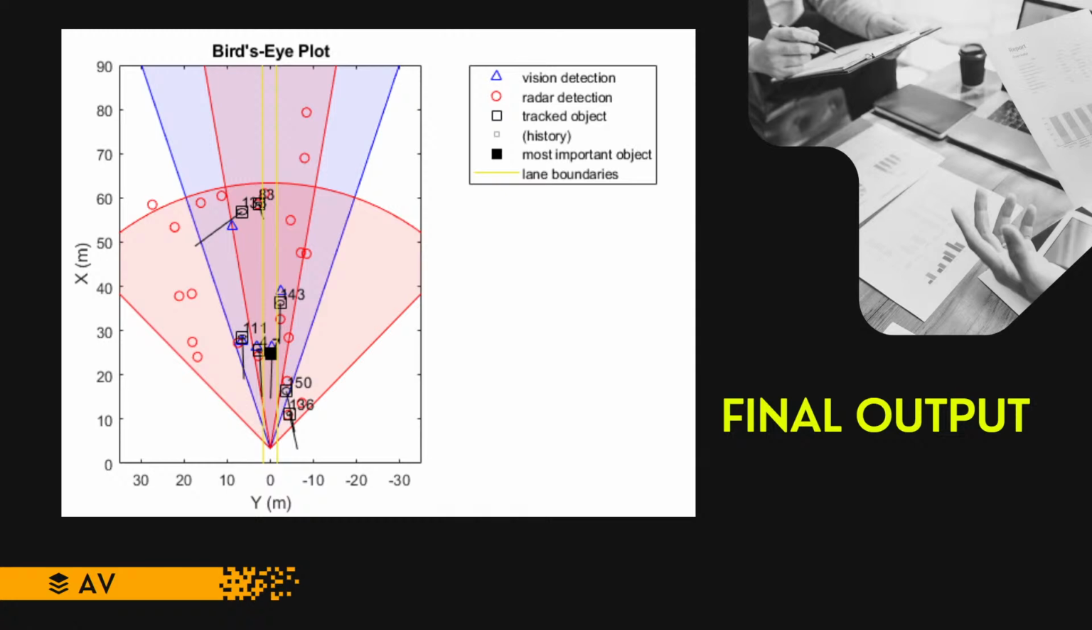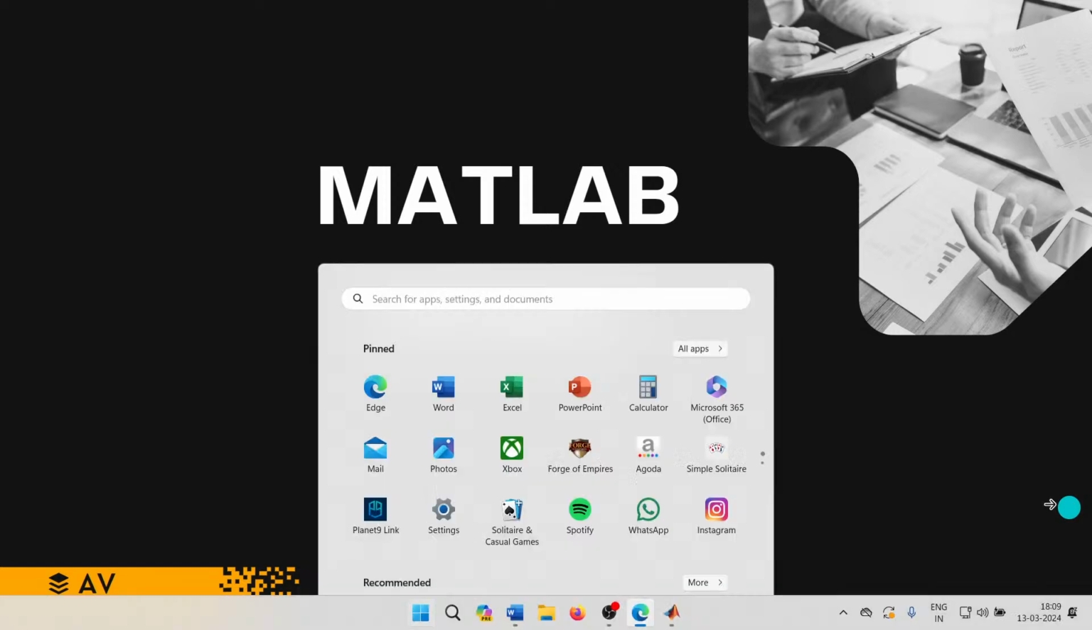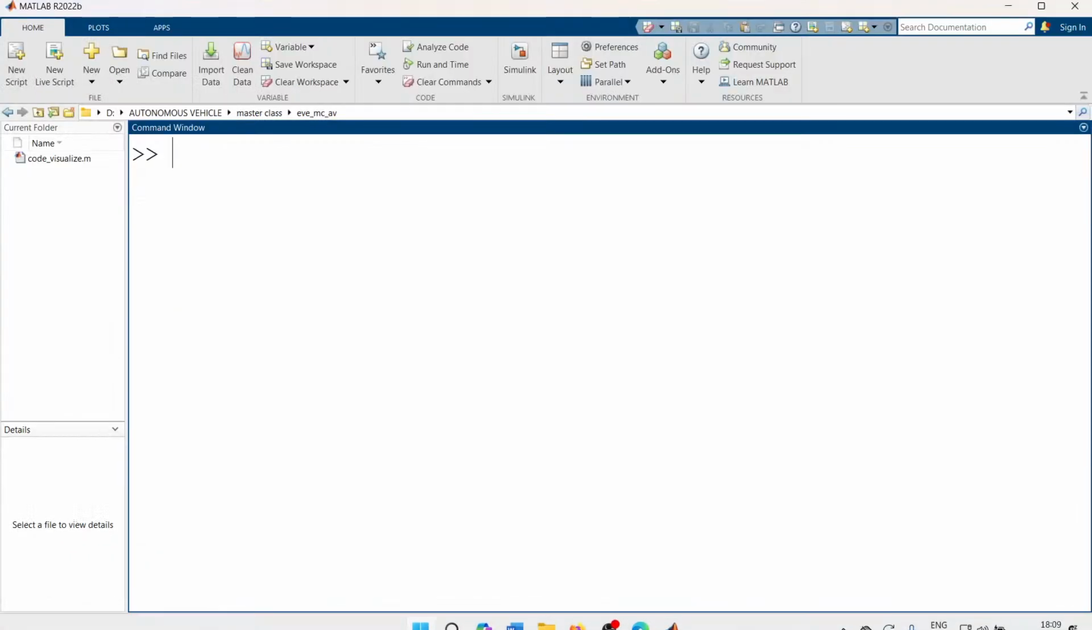So what are we going to do with all this data? We will use a special kind of plot that is called bird's eye plot to visualize it. That means this plot is like a bird's eye view of the environment around the car. So that is why we use this plot. So we directly get into the MATLAB software demo. For that, first we need the MATLAB software. So I am opening this MATLAB software home page.